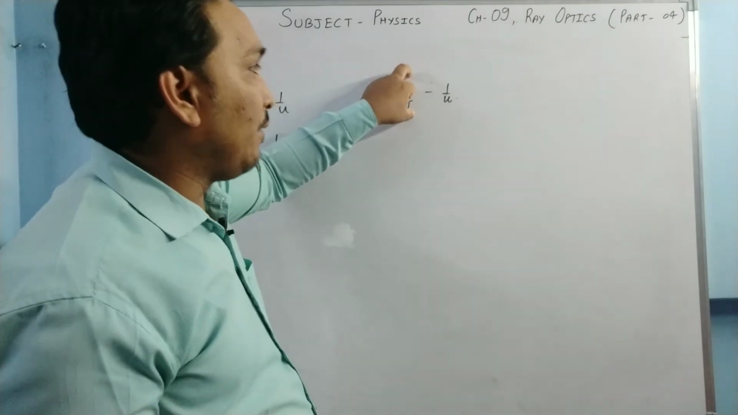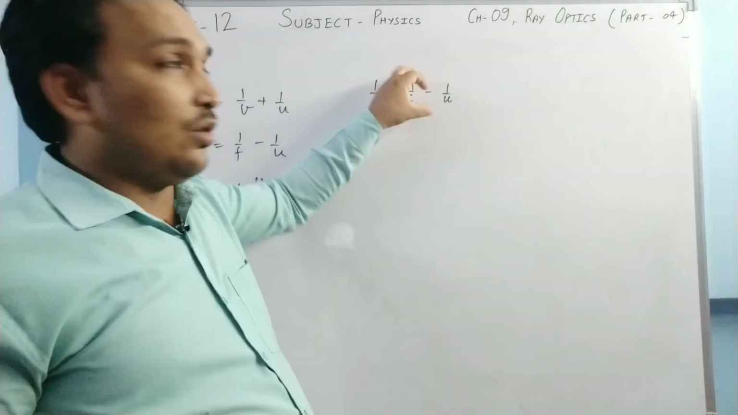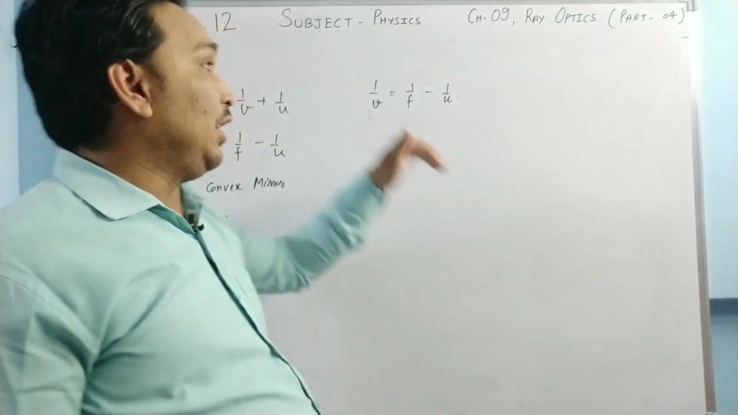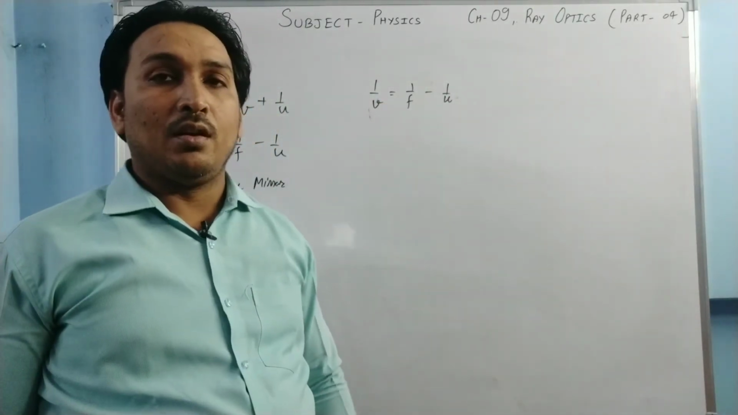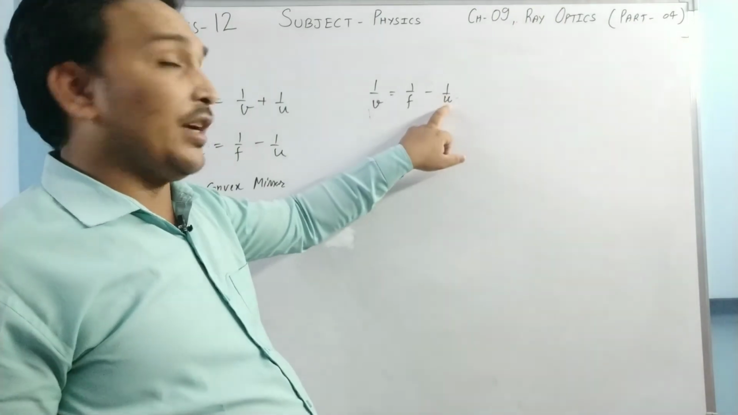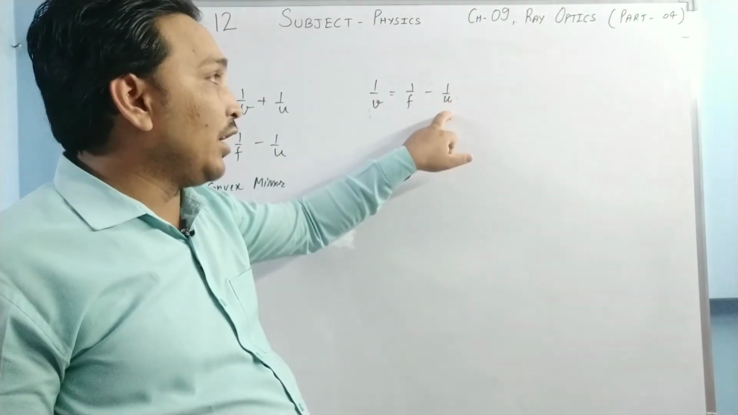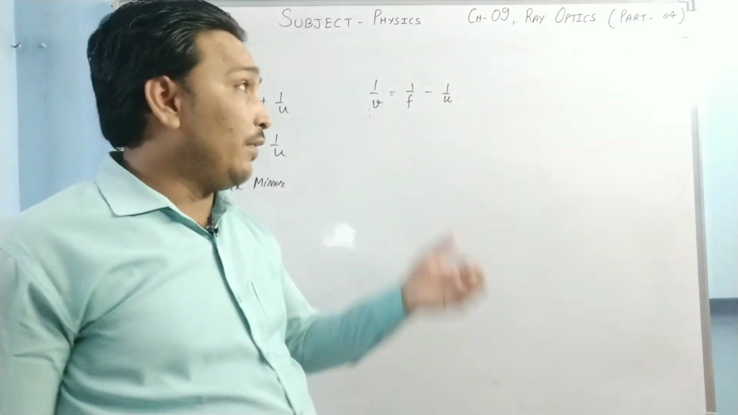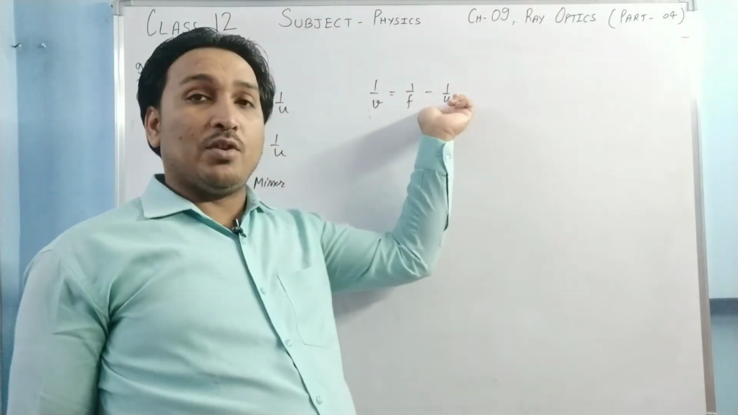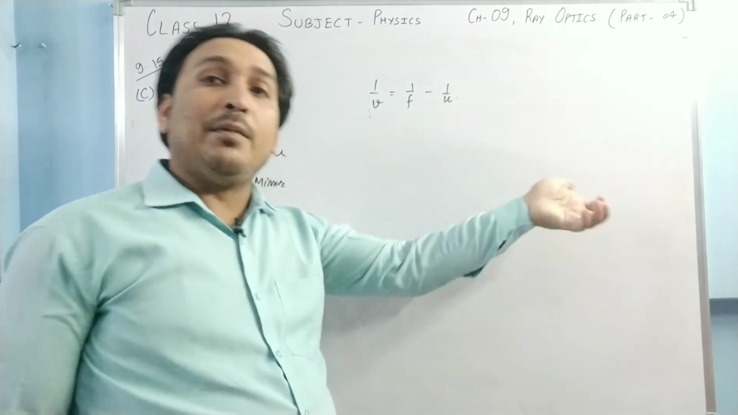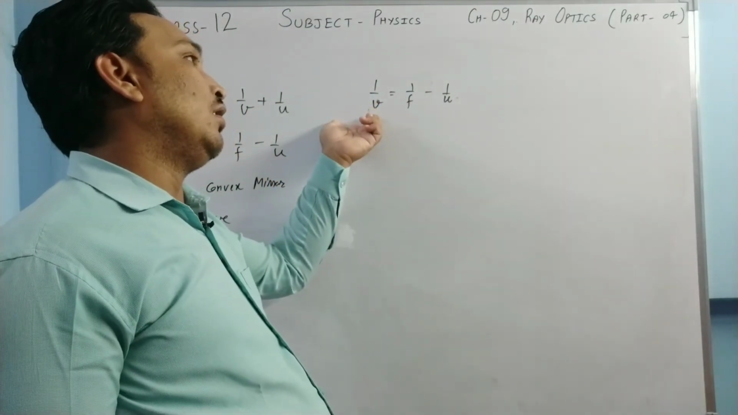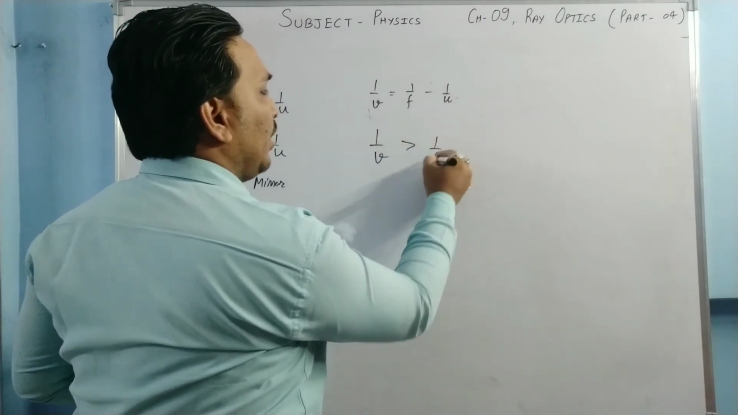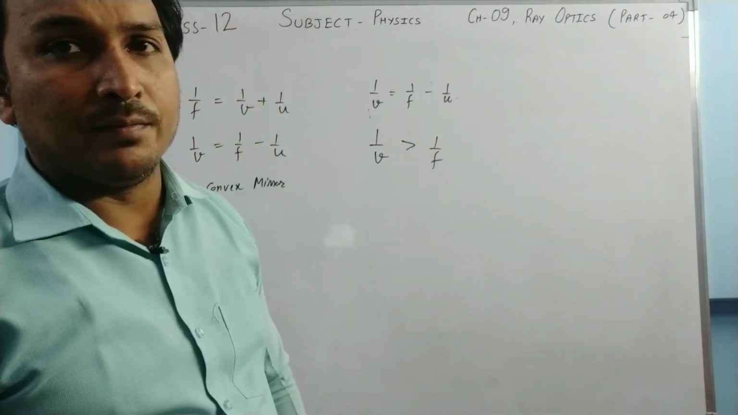If 1 by f is being added to some positive quantity, then it becomes equal to 1 by v. Once again, u is negative, 1 by u is negative, but minus 1 by u is positive. So 1 by f is added with some positive quantity and then it becomes equal to 1 by v. It simply means that 1 by v should be greater than 1 by f, isn't it?